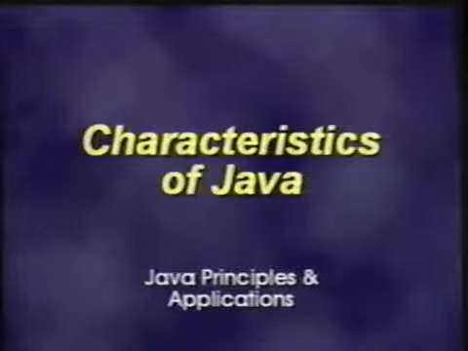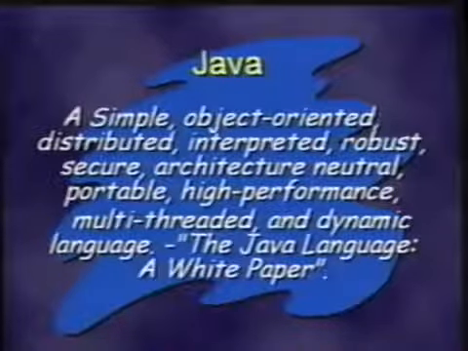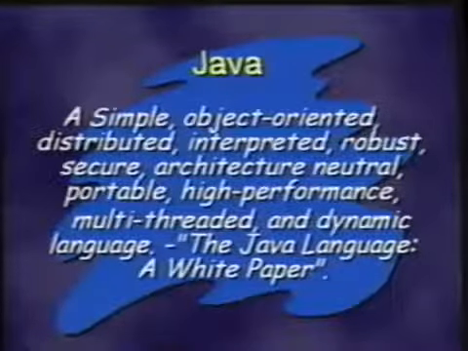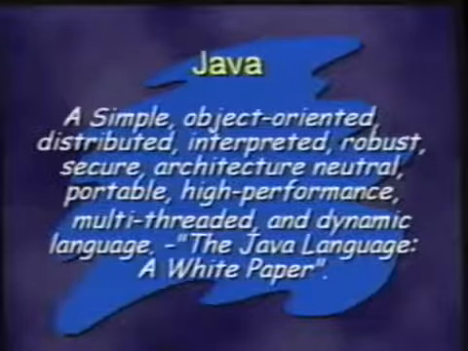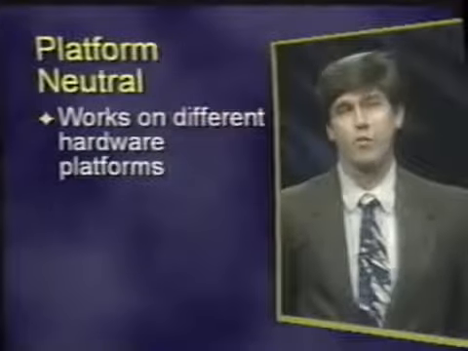Java, a simple, object-oriented, distributed, interpreted, robust, secure, architecture-neutral, portable, high-performance, multi-threaded, and dynamic language. That's a quote from a white paper on the Java language. It's quite a mouthful, but I like quoting it because it really does live up to most of the things that it's saying there in one way or the other. So let's talk about the first part of that, platform neutral. What that means is that this works on a number of different hardware platforms.